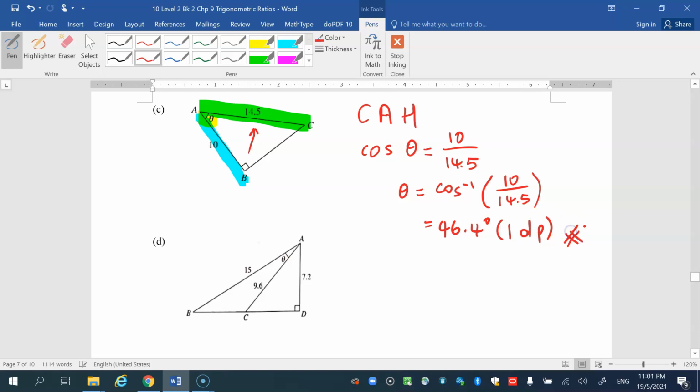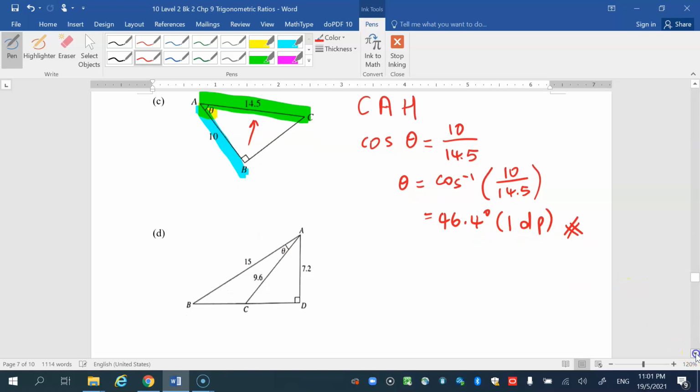Okay, please do your rounding up and rounding down accordingly. The calculator tells me it's 46.397. So of course we round up to 46.4. Give your answer to 1 dp. Okay, part D. Let's go.